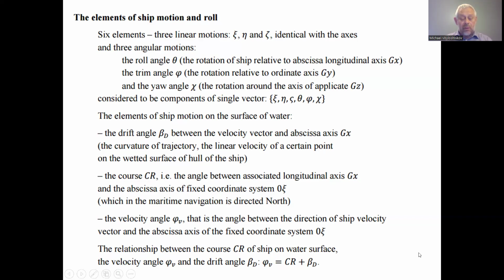The relationship between the course of the ship on the water surface, the velocity angle and the drift angle is indicated here by the formula. So the velocity angle is equal to the course plus the drift angle between the velocity vector and the abscissa axis.